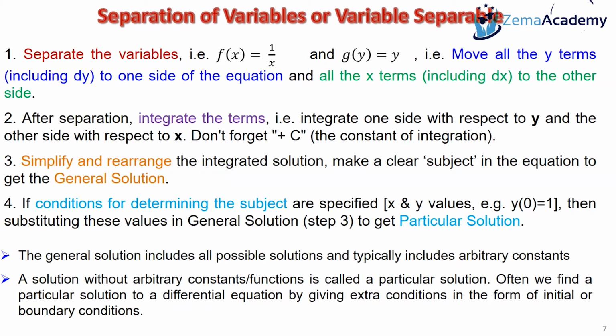Once you have integrated both sides of the equation, then you will rearrange the equation. Depending on whether you have boundary conditions, you will apply those conditions. Otherwise, that is your answer, and that answer, in which your equation still contains that plus c, that constant, is called the general solution.